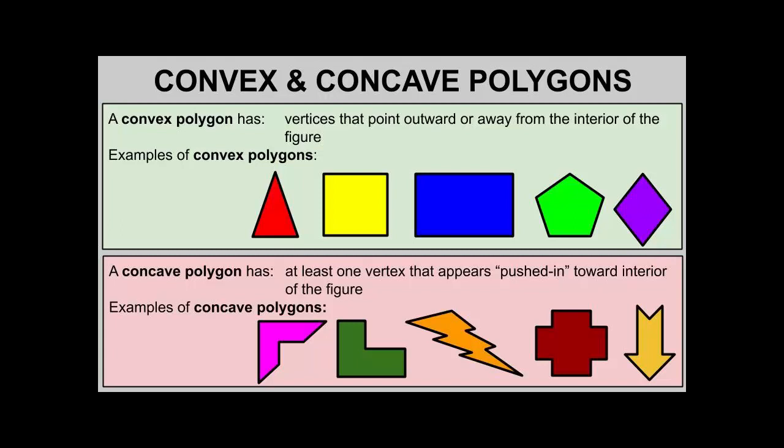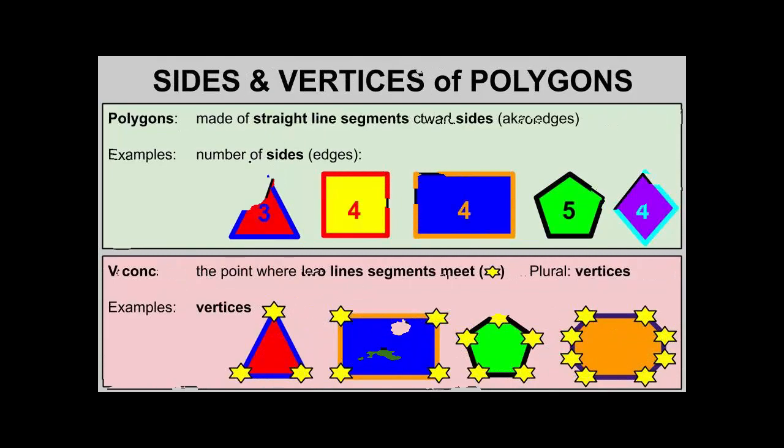A concave polygon has at least one vertex that appears to be pushed in towards the interior of the figure. And again, as my young students have suggested to me, it forms a little cave. And that's how they remember the difference between convex and concave. Polygons are named for the number of sides in each of the figures. A triangle, with tri meaning 3. There are 3 sides in a triangle.